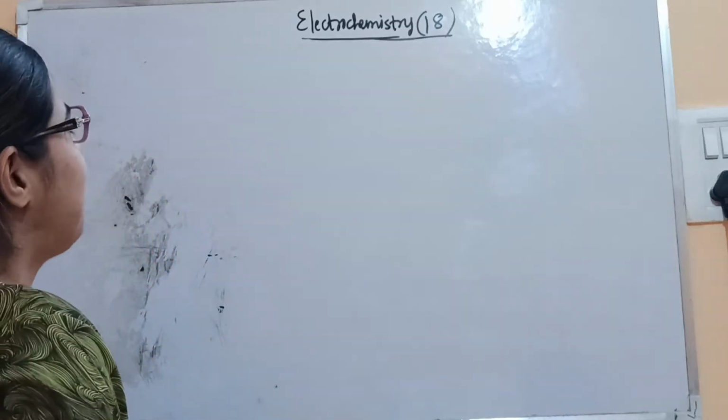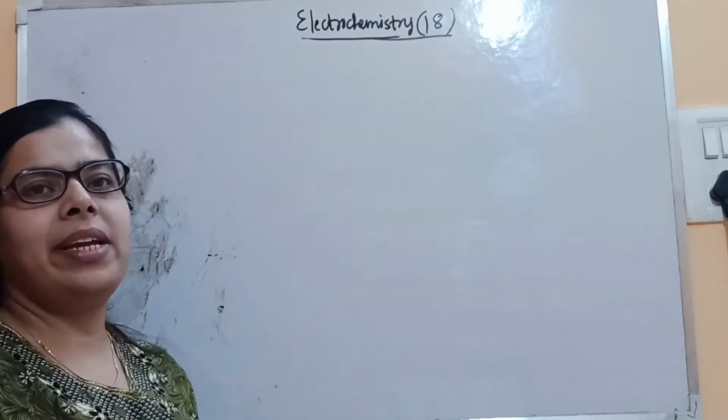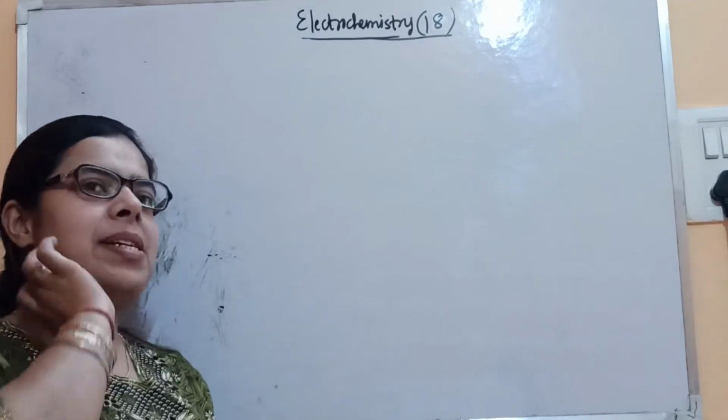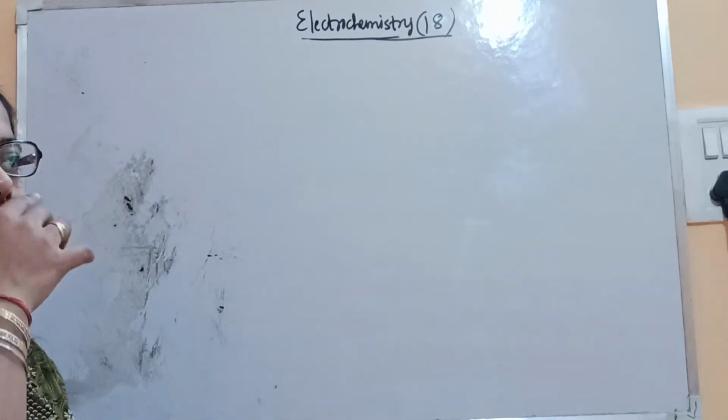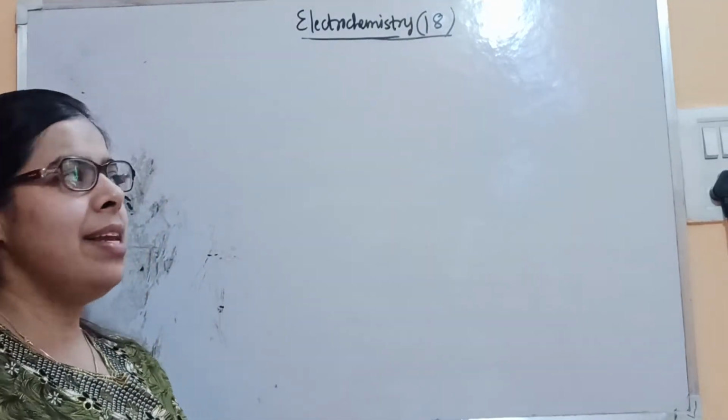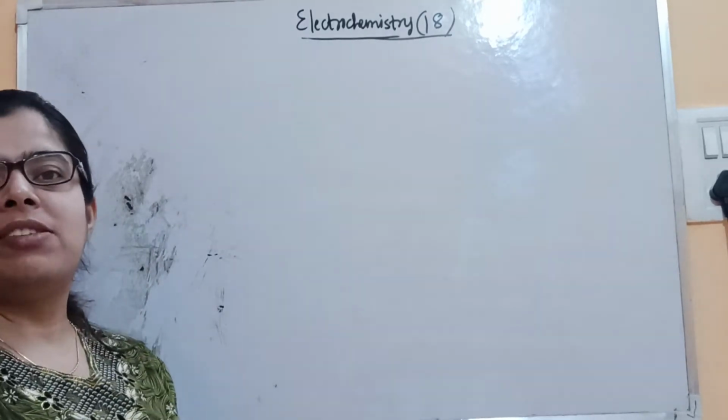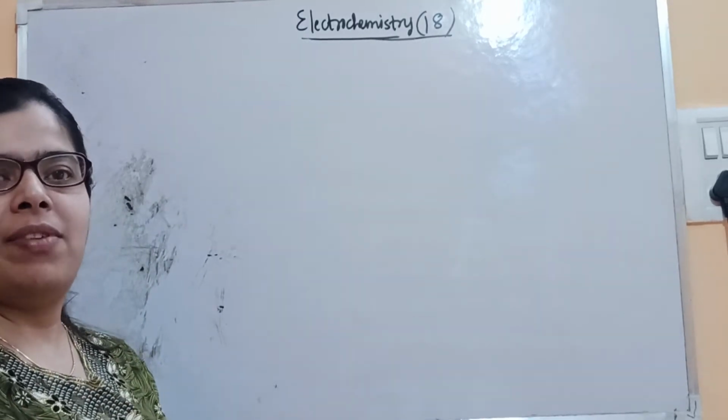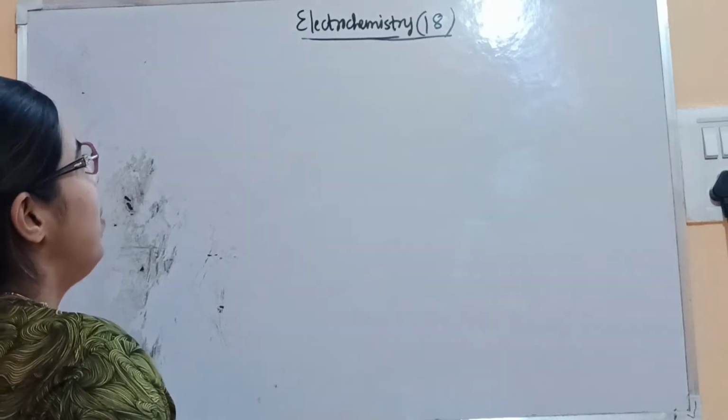Students, welcome back. So we were discussing the commercial cells, and we have seen three types: primary, secondary and fuel cells. One part we have discussed, primary cells. We have seen they are those cells which once used cannot be used again. Once they become dead, we will not be able to use them.